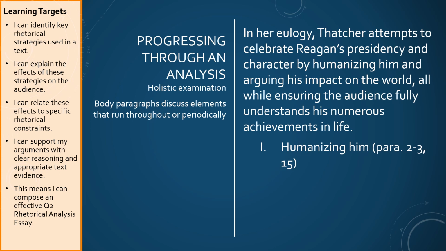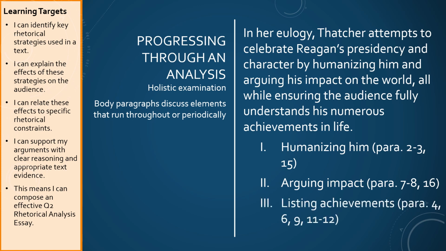I might organize my essay by starting by talking about the way she humanizes him, first in paragraphs 2 and 3, but then she comes back to it in 15. Then I talk about the argument she makes about how he impacted the world, changed the world. She starts that in 7 and 8, but also comes back to that at the very end of the passage. And then the way she lists all of his achievements throughout the whole speech. So I've organized this in what I think is order of importance. I think making sure that the audience understands all of his achievements is most important to her rhetoric. So I end with that in my third body paragraph.